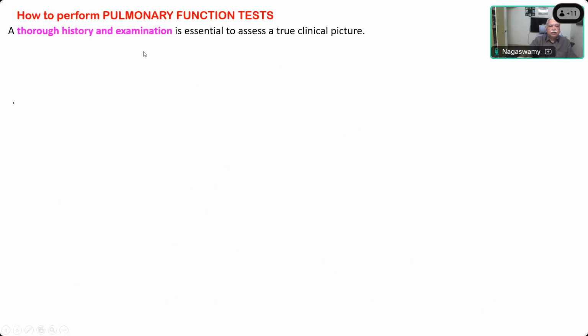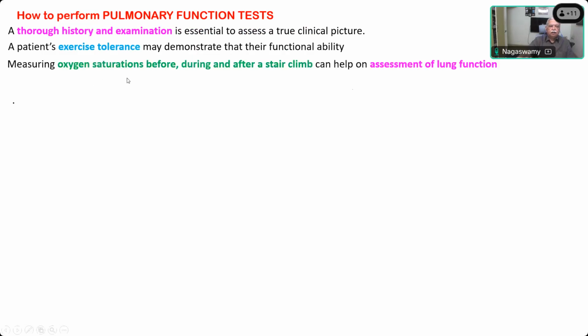A thorough history and examination is essential before you do the pulmonary function test to assess the true clinical picture of the patient. Patients' exercise tolerance also demonstrates their functional ability, so these things should either be inquired about with the patient or should have been documented. The third thing is measuring oxygen saturation before, during, and after a stair climb, which can help in assessment of lung function before you do the pulmonary function test.